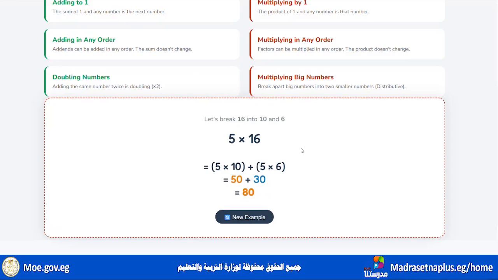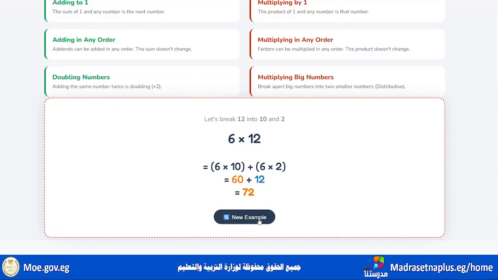5 times 10 plus 5 times 6. I split 15 into 5 and 10. It will be 7 times 10, 70. 7 times 5, it will be 35. 70 and 35, 105. You can see it's simple.